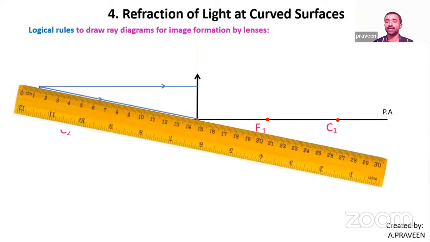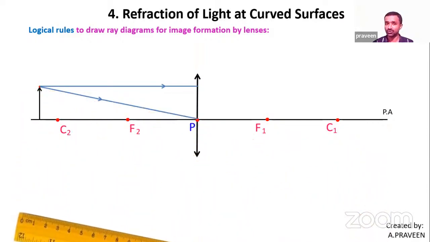Then what happens? We know it remains undeviated. So here I have simply given the logical rules we are following to draw that. Then complete the ray diagram, whatever it may be.